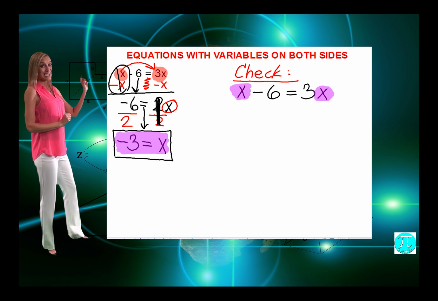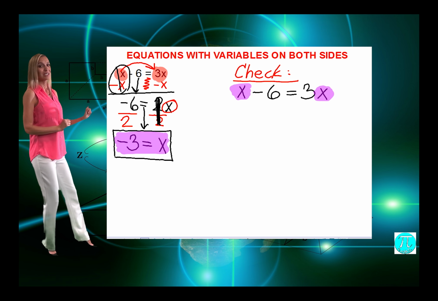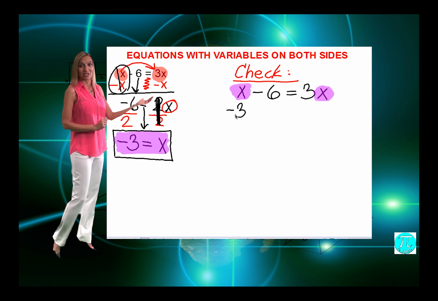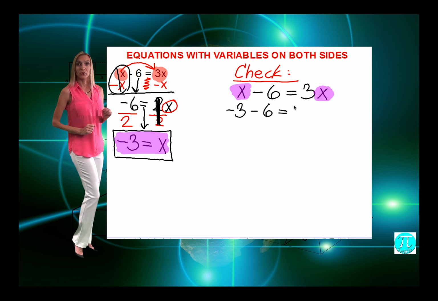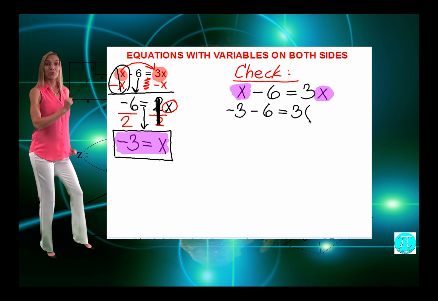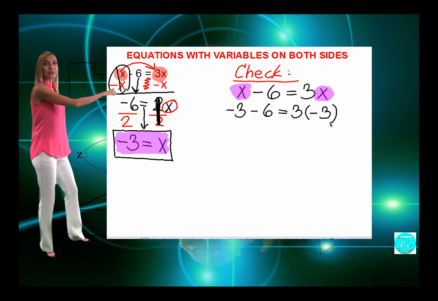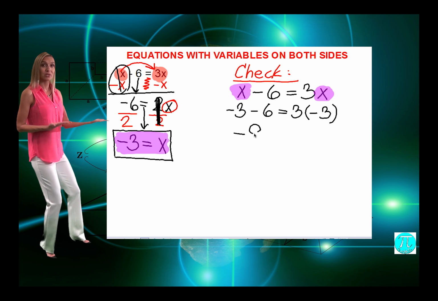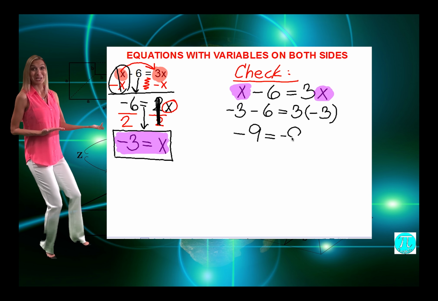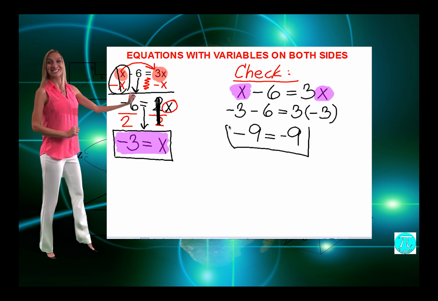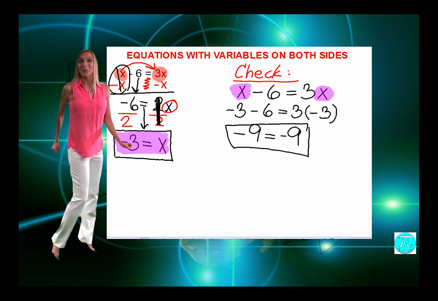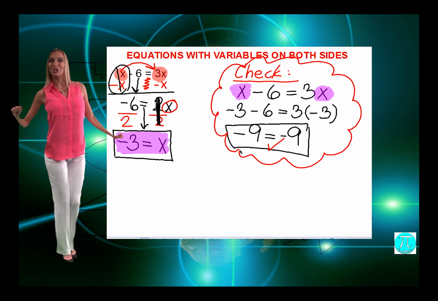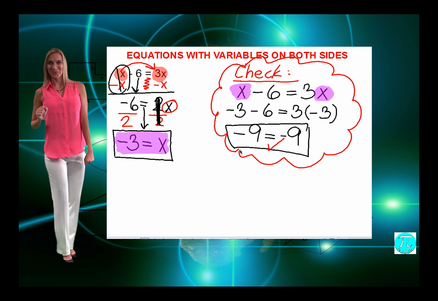We have x minus 6. So now it is negative 3 minus 6, right? And that is supposed to equal 3 times x, or 3 times a negative 3, because x, remember, is negative 3. That's what we said. Well, let's see if both sides of the equal sign are equal. Negative 3 minus 6 is negative 9. 3 times negative 3 is also negative 9, and it checks. So negative 9 equals negative 9. We are good. Let's look at the next example.